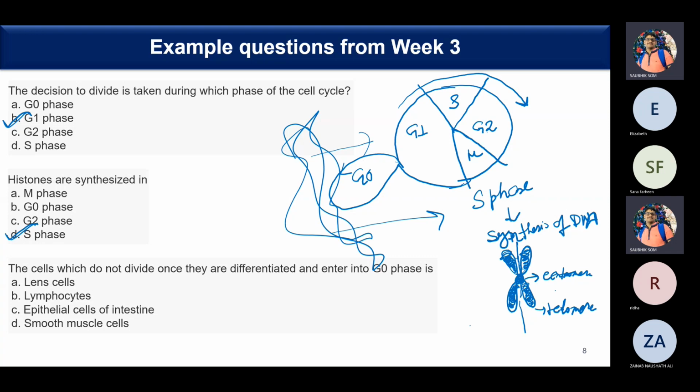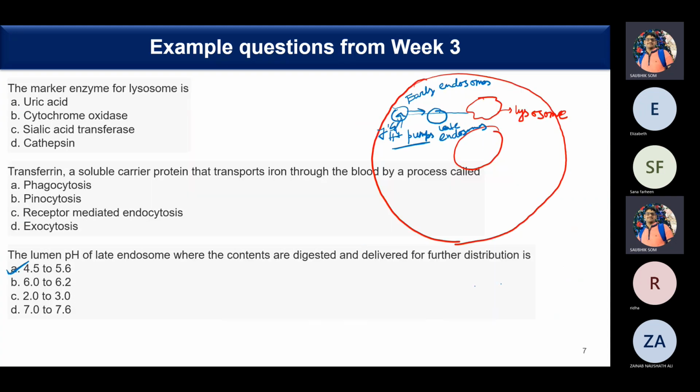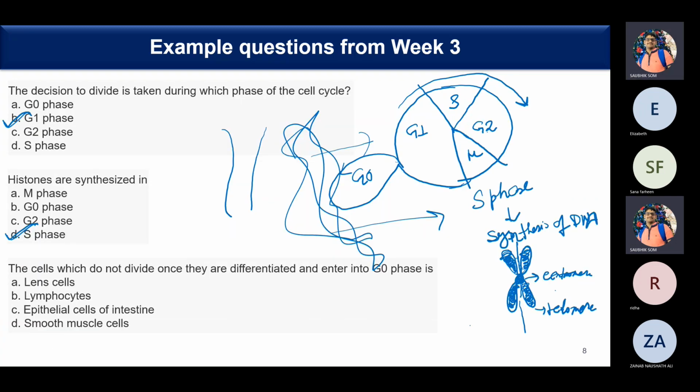Epithelial cells of the intestine. They are replaced nearly every day. Even your skin cells are replenished every day. If they want to replenish, then they have to divide, so they cannot be in G0 phase. Smooth muscle cells. Again, every time you are constricting, there will be lots of ATP generation, ROS generation, and cells will die here, right? So they have to divide.